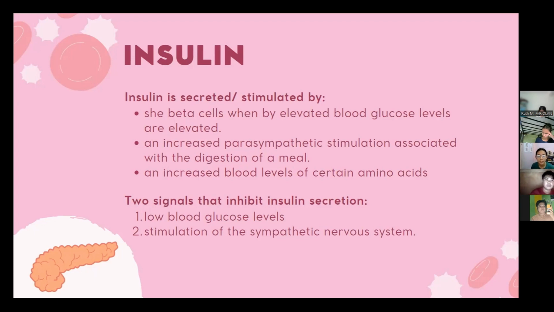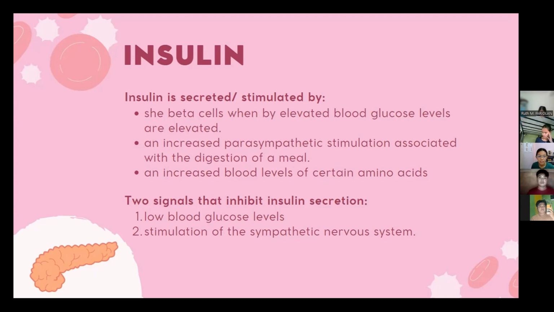the meal. The parasympathetic nervous system, often referred to as the rest and digest system, becomes more active during the digestive process. Increased parasympathetic stimulation during meals signals the beta cells to release insulin. This ensures that the body is prepared to efficiently utilize the incoming nutrients, especially glucose, from the digested meal.